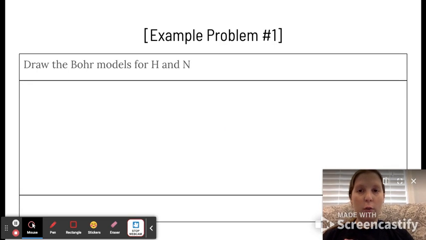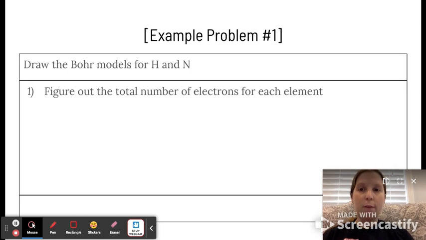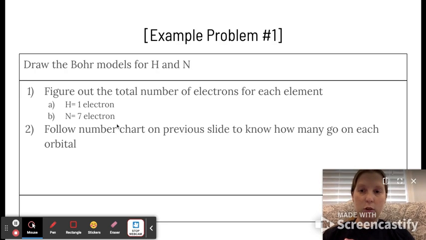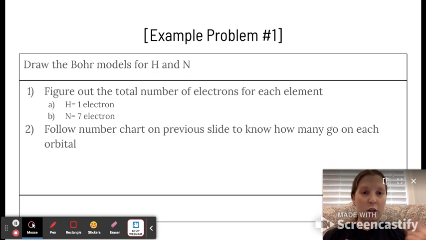We're going to draw the Bohr models for hydrogen and nitrogen. The first step is to figure out the total number of electrons for each element in this example. For hydrogen, we've got 1 electron because remember, they're equal to the number of protons because they do not have charges. And then nitrogen, we have 7 electrons.